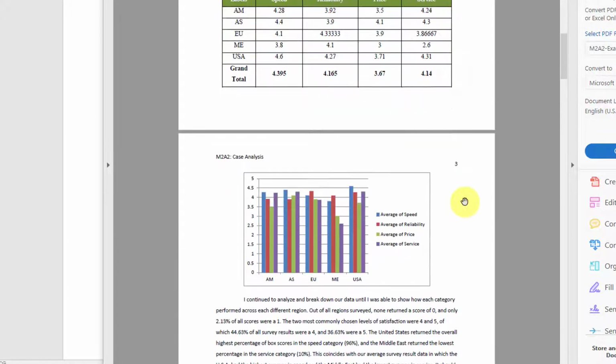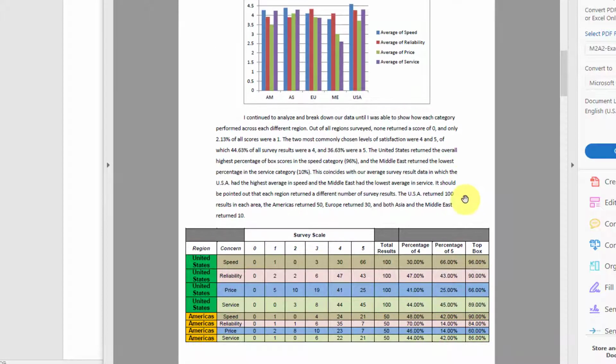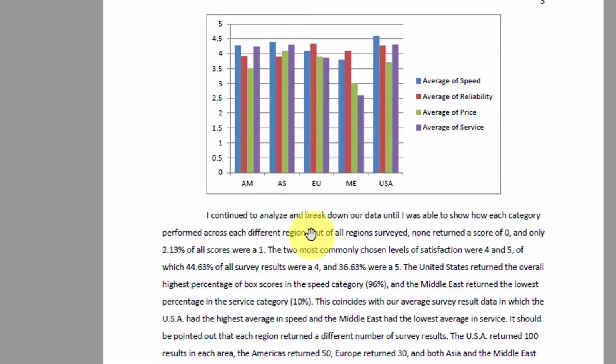The next part is a nice column graph that shows those mean scores for each region, grouped this time that way, and you can see how the mean scores for each of the factors compares, and it jumps out at you that there's some lower scores here in the Middle East. So this figure is useful.